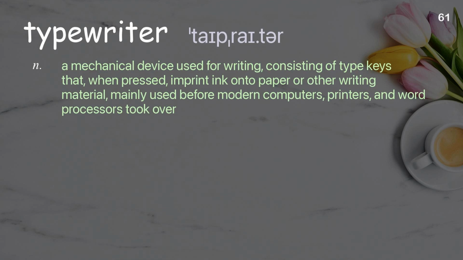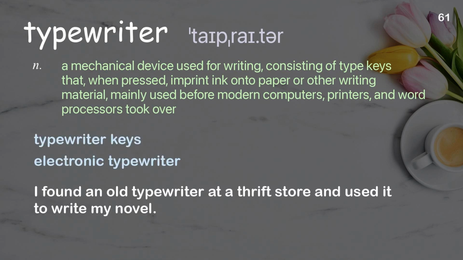Typewriter. A mechanical device used for writing, consisting of type keys that, when pressed, imprint ink onto paper or other writing material, mainly used before modern computers, printers, and word processors took over. Examples: typewriter keys. Electronic typewriter. I found an old typewriter at a thrift store and used it to write my novel.